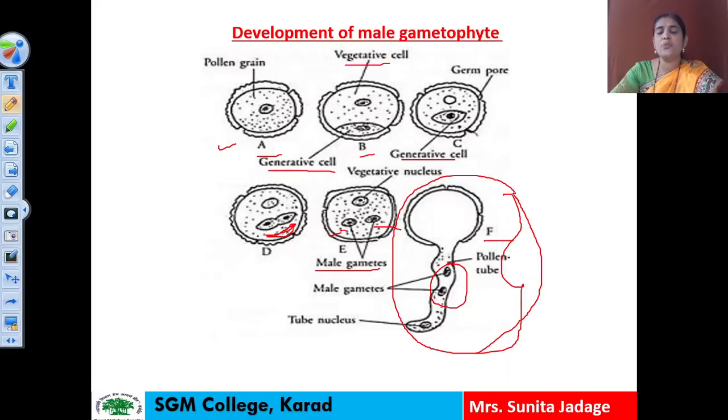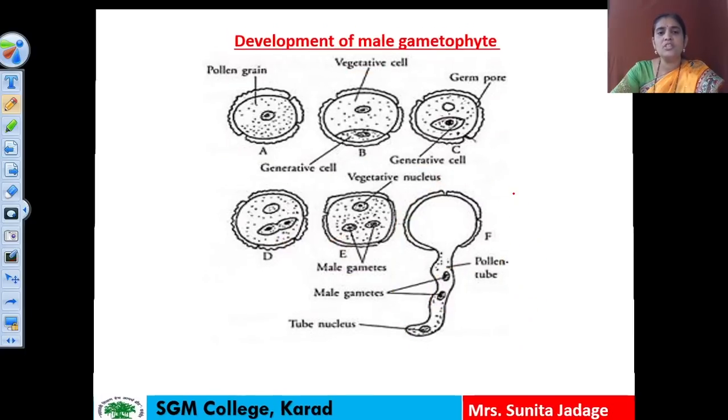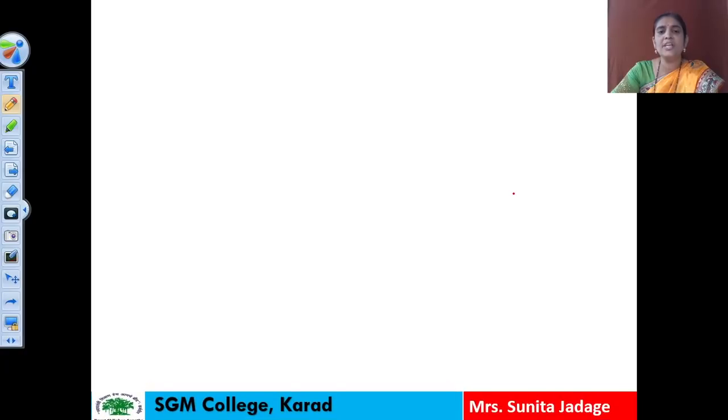So in today's lecture we have completed all the information about the male reproductive whorl of the flower, that is the structure of anther, TS of anther. Then we have completed the microsporogenesis process, the detailed information about the pollen grains and the development of the male gametophyte. So we will stop here, and the remaining points we will see in the next lecture.